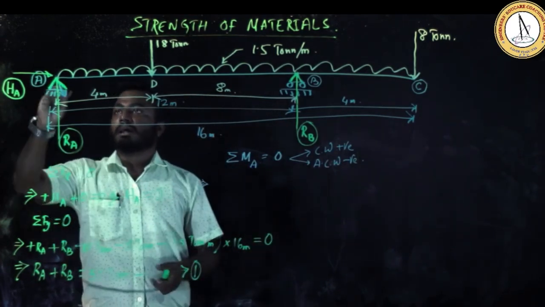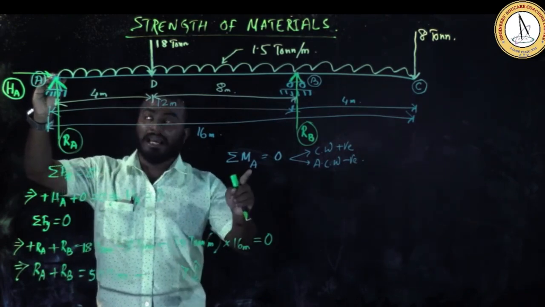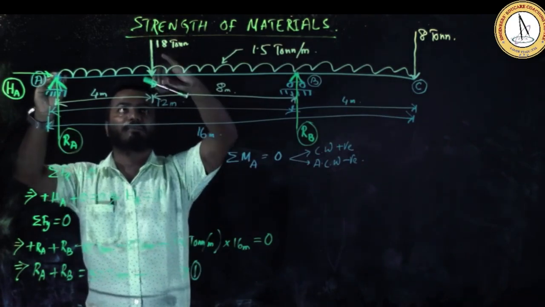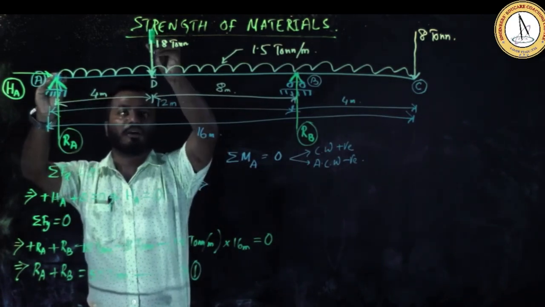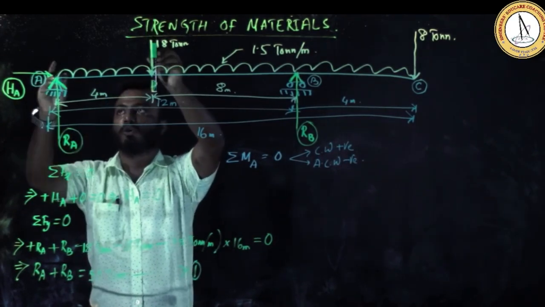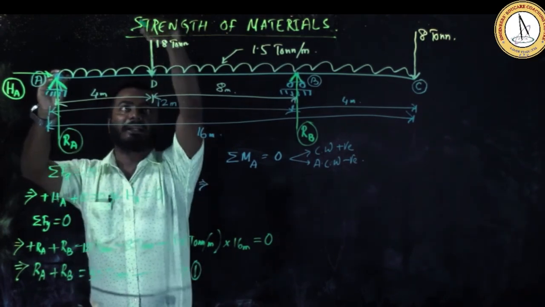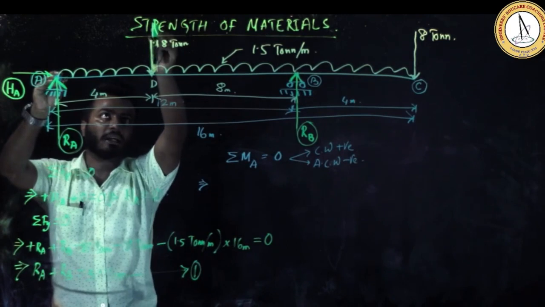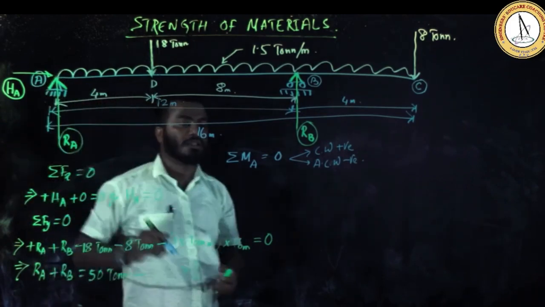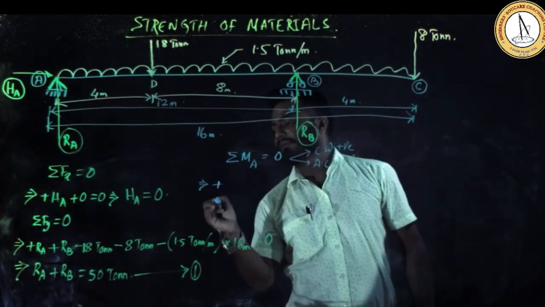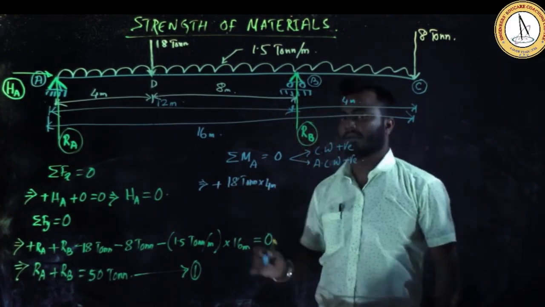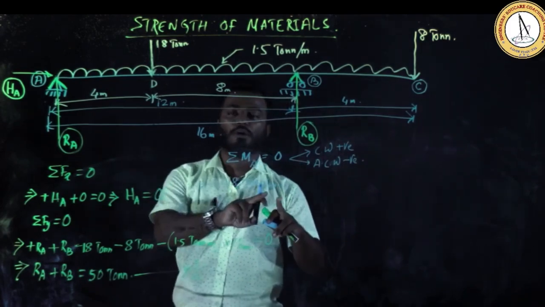So let's check. I am considering about point A and I am calculating the moments occurring due to the other forces. So say because of this 18 ton there will be a moment. So because of presence of 18 ton, what will be the moment? Force into distance is my moment. So moment will be 18 into 4. Is it clockwise or anti-clockwise? Because 18 ton is in downward direction, 18 ton will try to rotate the portion AD in the clockwise direction. So it will cause positive. So positive 18 ton into 4 meter. Okay, got it? This is my moment, force into perpendicular distance.